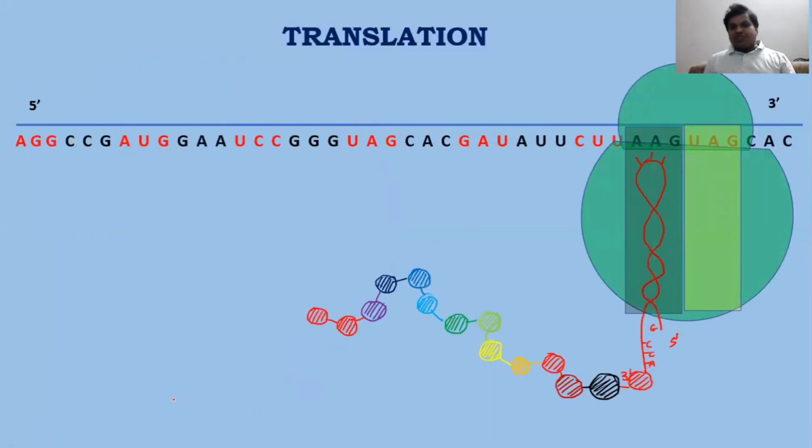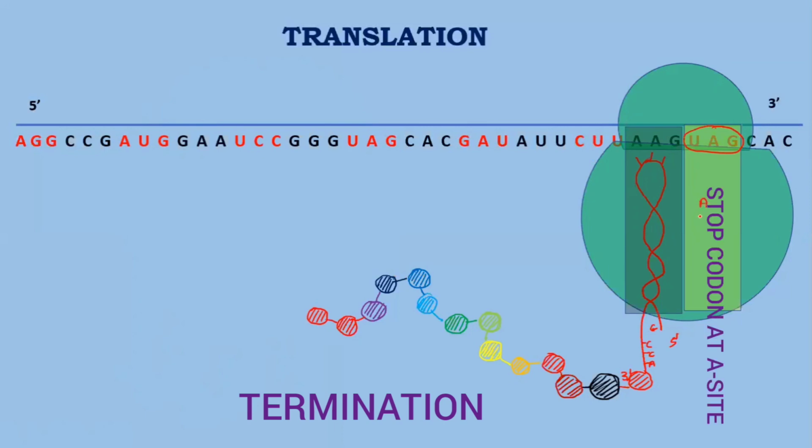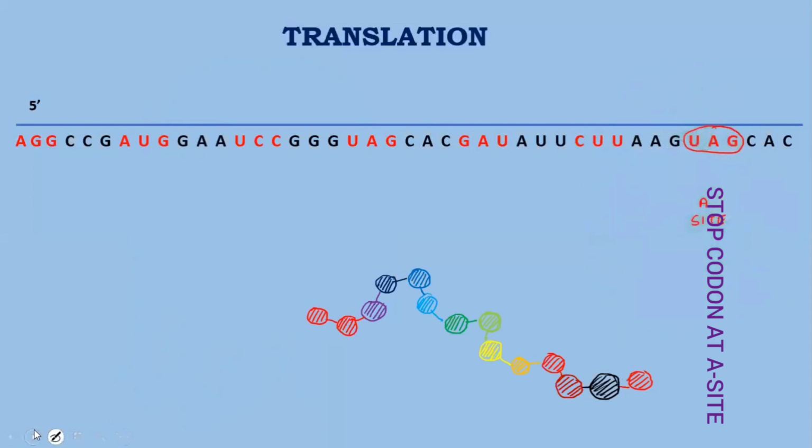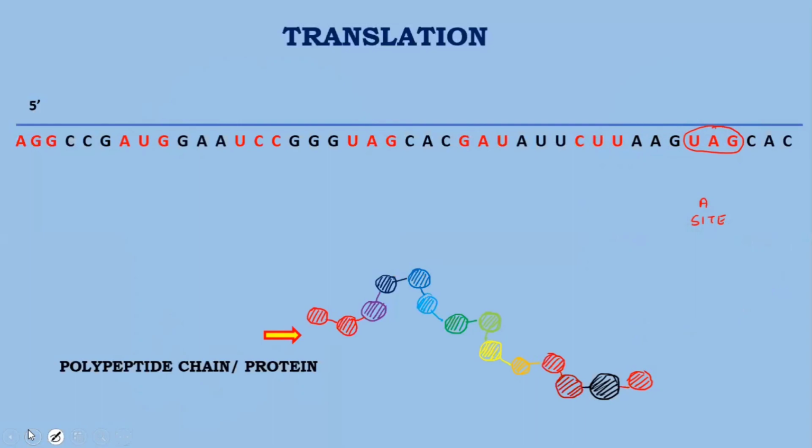This process continues until the ribosome has moved to a stop codon. UAG, UGA, UAA. These are stop codons. The moment a stop codon enters the A site, what happens? It triggers a dissociation, leaving behind the chain of amino acids. This chain of amino acids is the polypeptide chain, which is called protein.